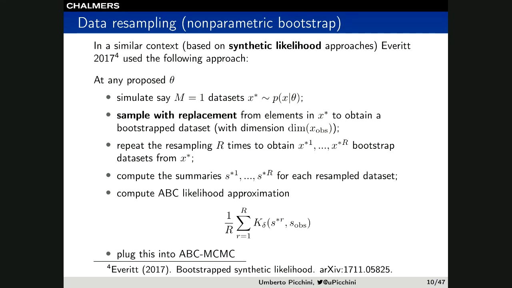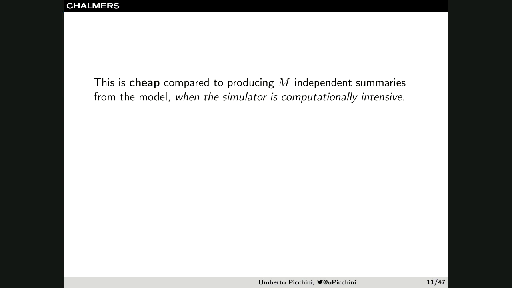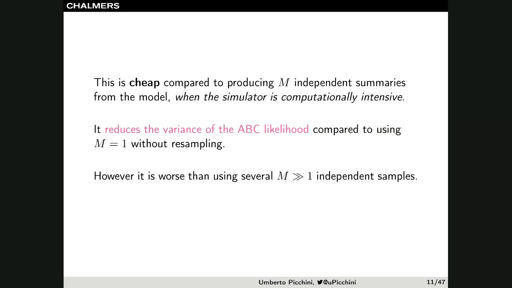Now, it worked well for the synthetic likelihood approach in this paper. If we do the same within ABC, it's not quite the same. So this approach is cheap, it is fast to run, so it's useful when the simulator is computation intensive. And it does reduce the variance of the ABC likelihood compared to when you use m equal to 1 and you don't do resampling. But of course, it's not better than simulating for real m independent datasets from your simulator. Well, this is pretty obvious.